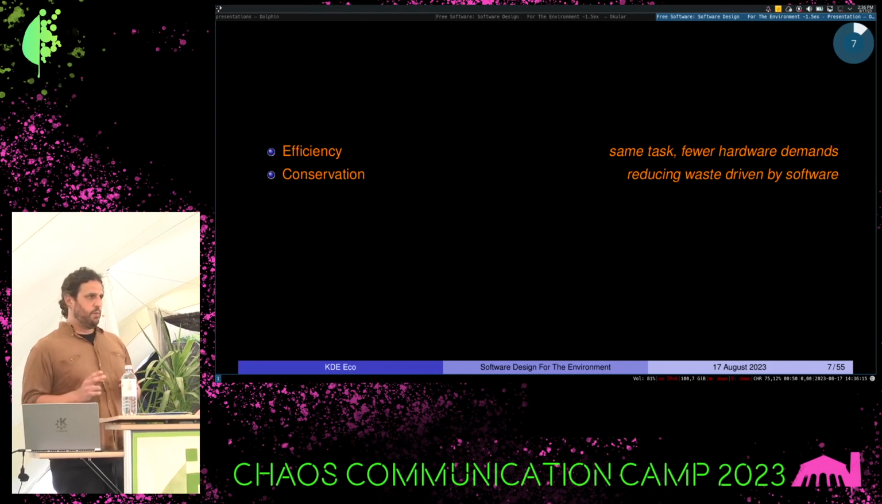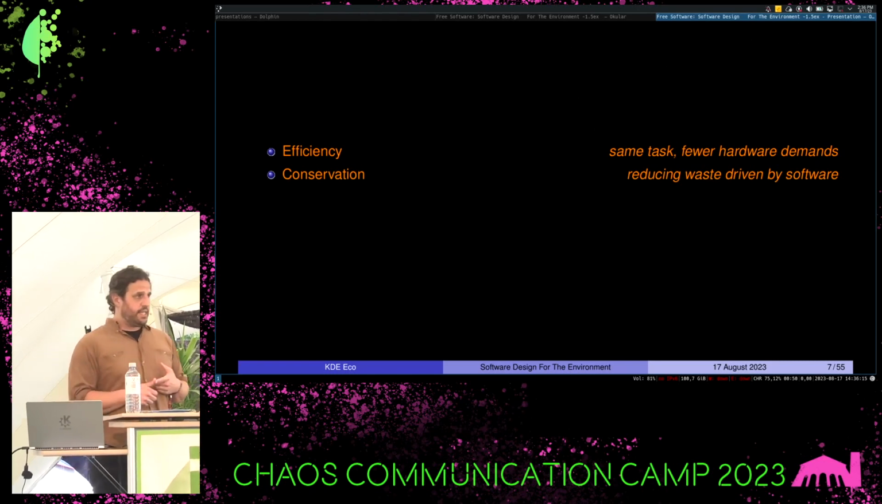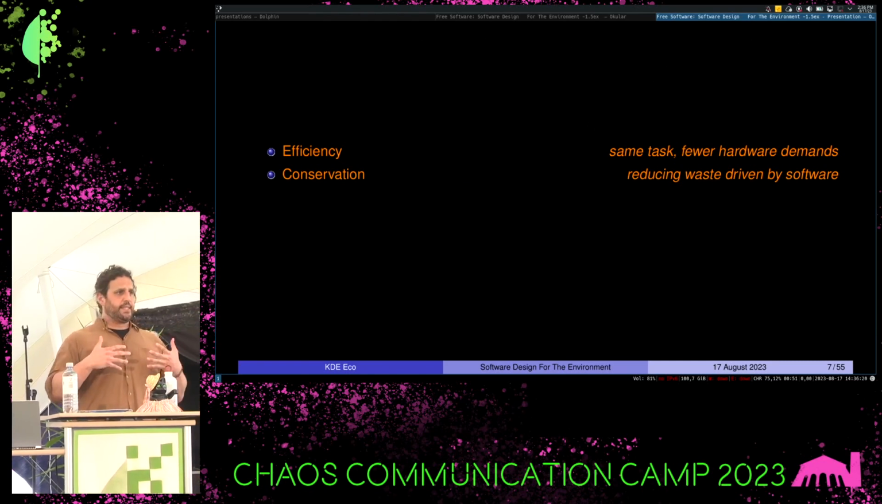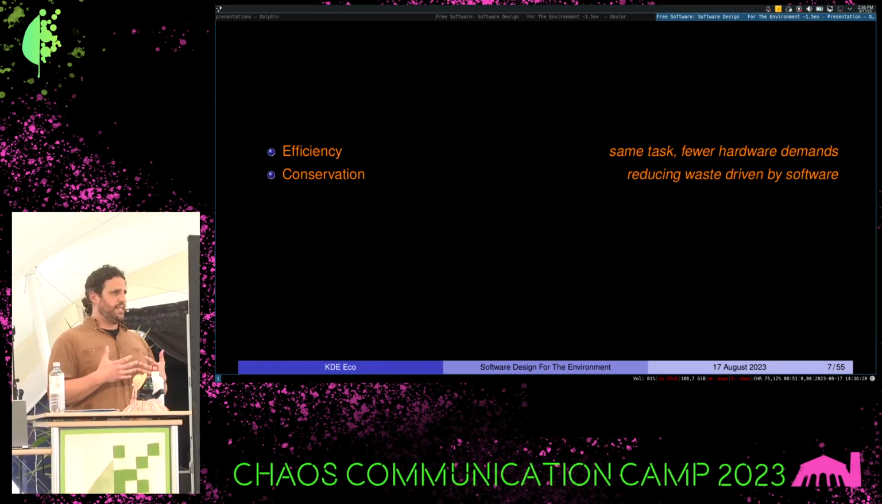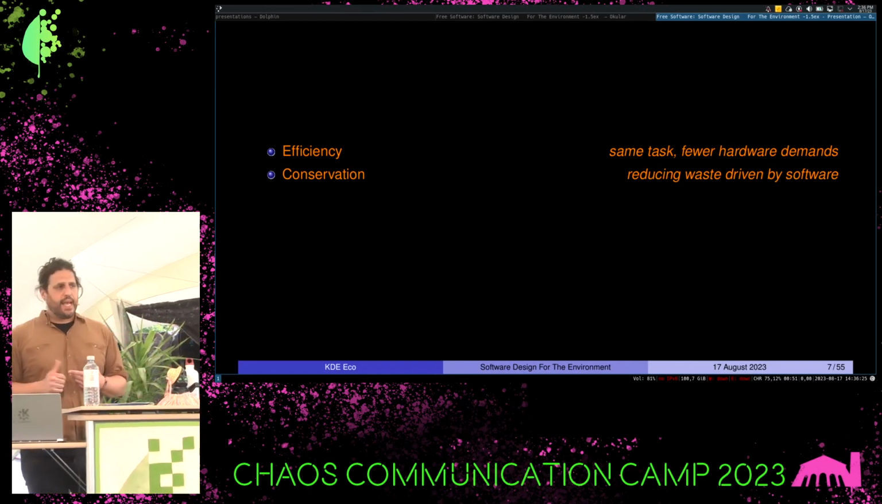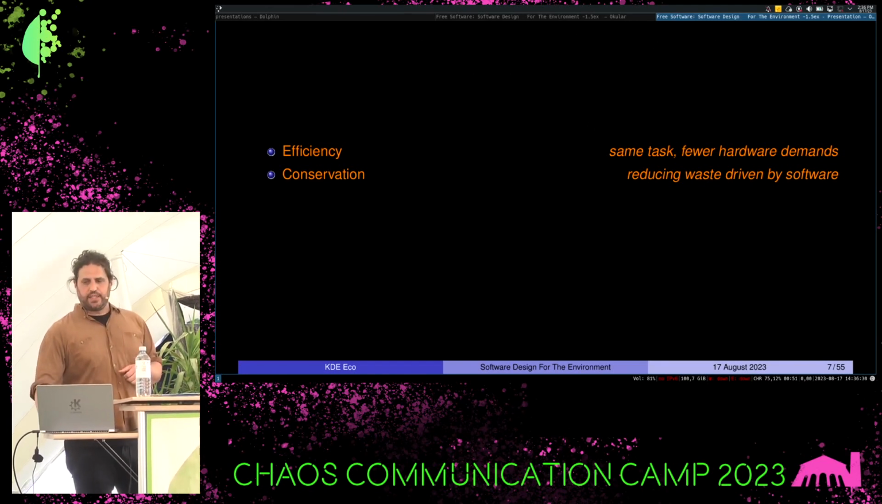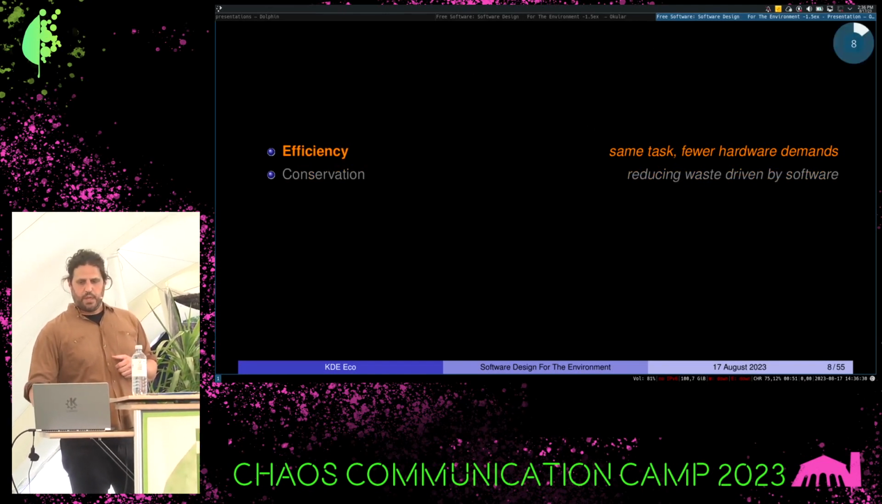And I'm going to do that in two different ways. I'm going to talk about efficiency, energy efficiency in terms of achieving the same result when doing the same task, but consuming less energy, as well as conservation, that is reducing the waste that's driven by software. And let's look at some examples of this.